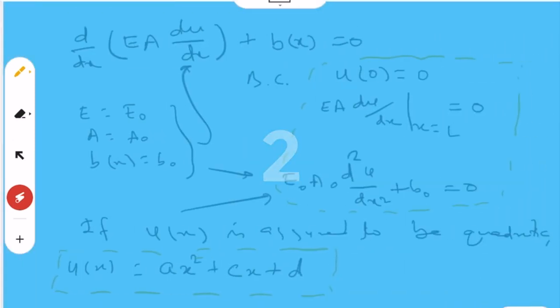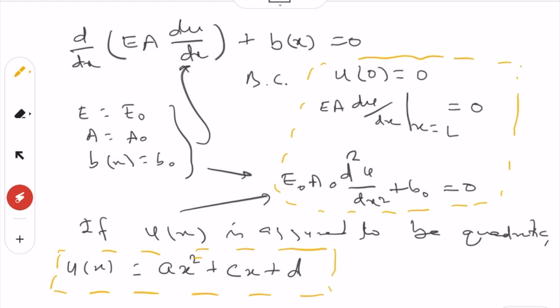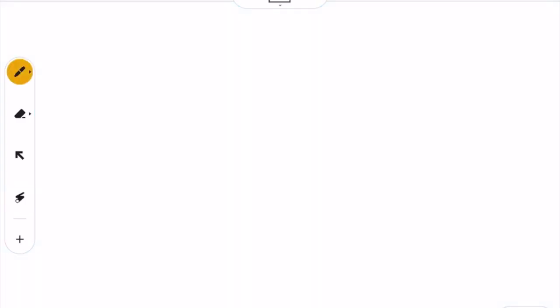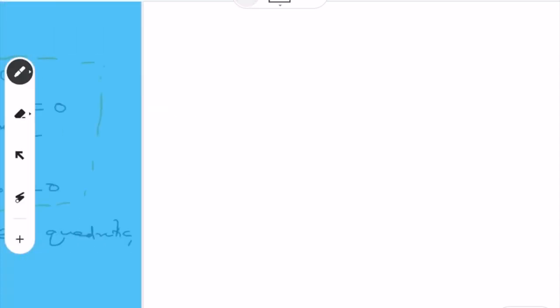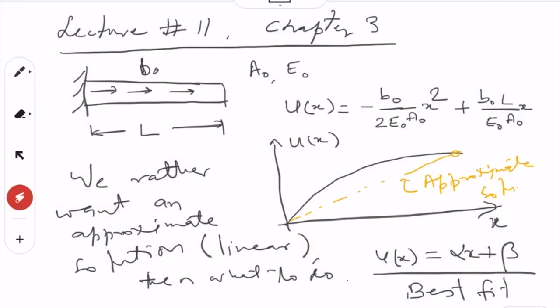However, if we want to fit one line, if we want the solution to be of the form alpha x plus beta, whatever is the best fit, then what to do? That is the question. If we are able to somehow get an approximate solution to this problem, then we can extend that to more complex problems. Here the exact solution is quadratic, but you are trying to fit a linear solution.